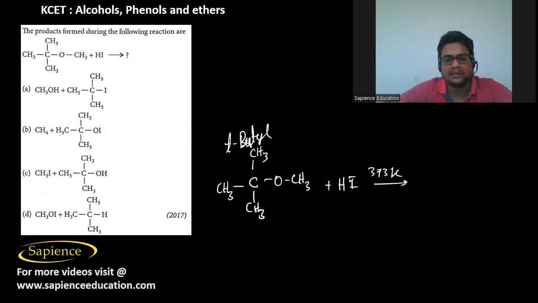So here the alkyl halide that will be formed, it will be formed with the tertiary alkyl group. The rule is that the alkyl halide which is formed will be formed with the tertiary alkyl group only, and CH3OH will be formed.